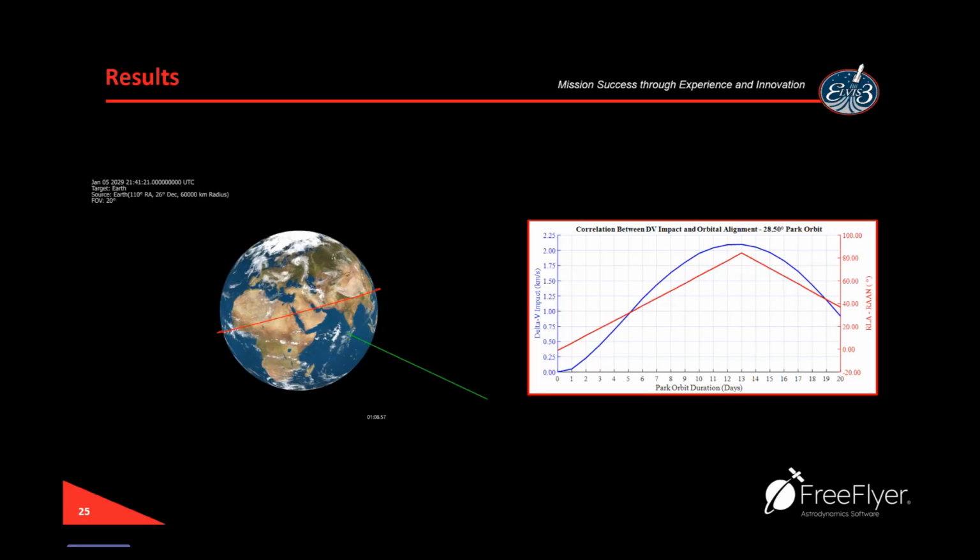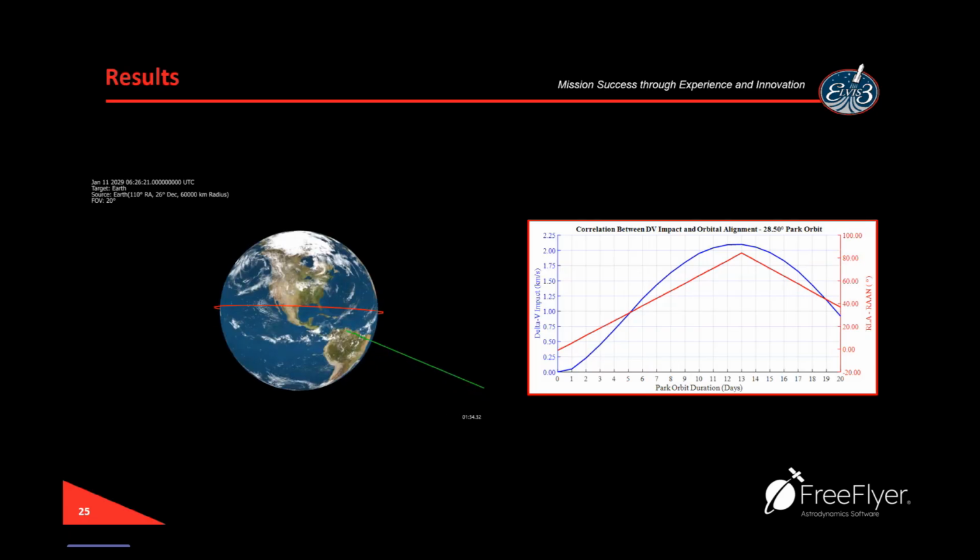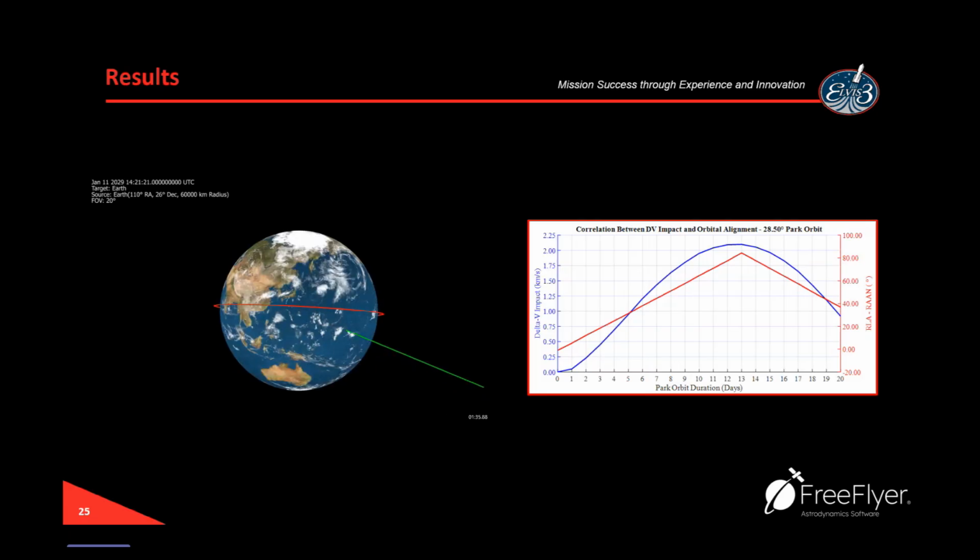And then beyond that, we precess back into alignment. If I were to keep going another 5 or 6 days here, that plane would fully precess back into alignment, and we'd have a lower delta V impact. So that concludes the first part of the analysis.